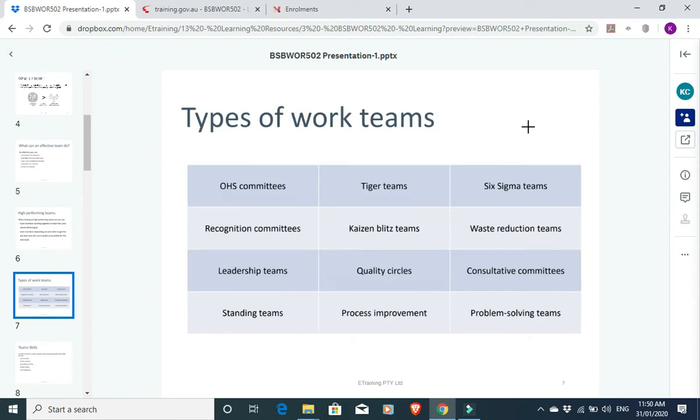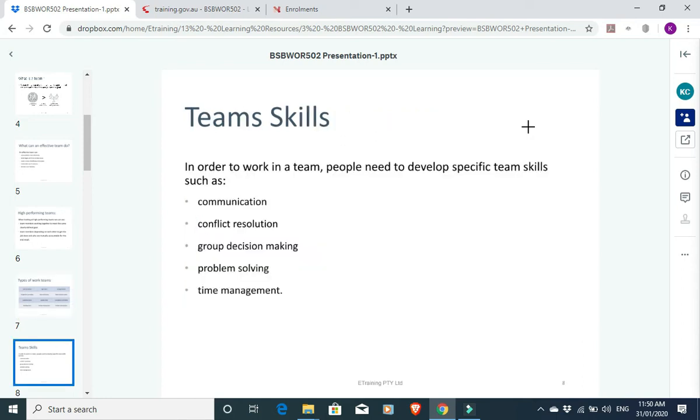And types of teamwork. We've got OH&S committees, which are work health and safety. We've got recognition committees, leadership teams, and standing teams. You've got things like Tiger teams, Six Sigma teams, Kaizen Blitz teams, different types of teams that are put together to achieve a common goal, a common purpose. And this could be committees to look into different organizations, different ideas, and they come up with one goal, one purpose that needs to be achieved.